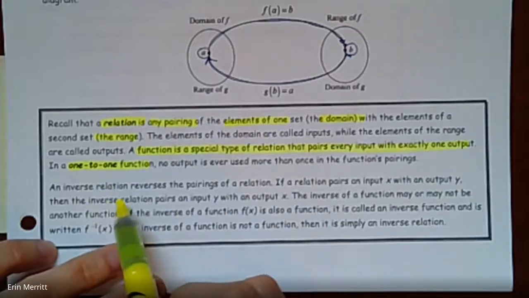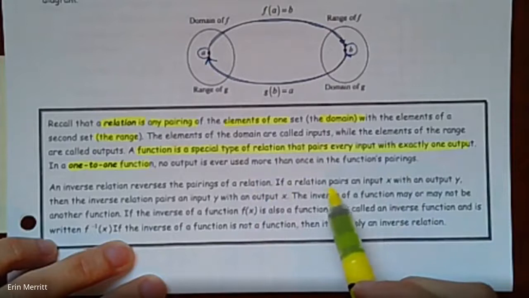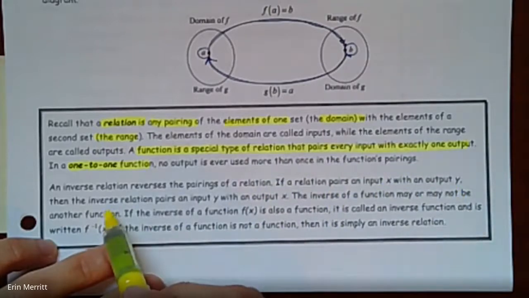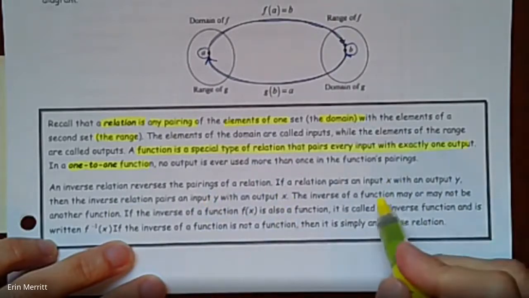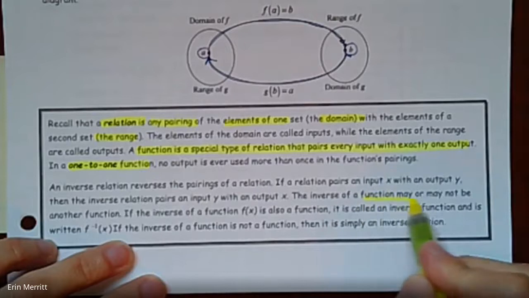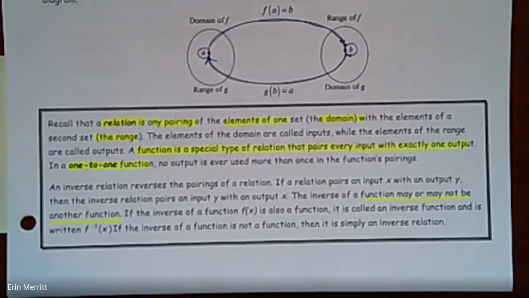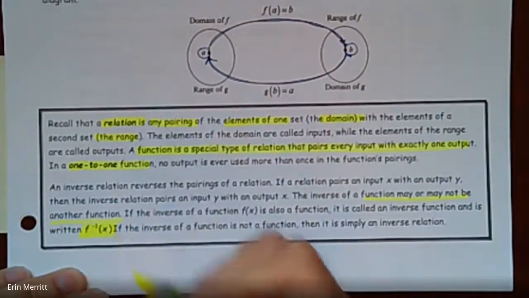So an inverse relation reverses the pairings of the relation. So if a relation pairs an input x with an output y, then the inverse is going to do the opposite. It pairs the input y with the output x. So the inverse of a function may or may not be a function itself, and that's what we're going to look at a little bit. If the inverse of the function also happens to be a function, it is called an inverse function and is written as f inverse. That's how we'd read that little guy right there.